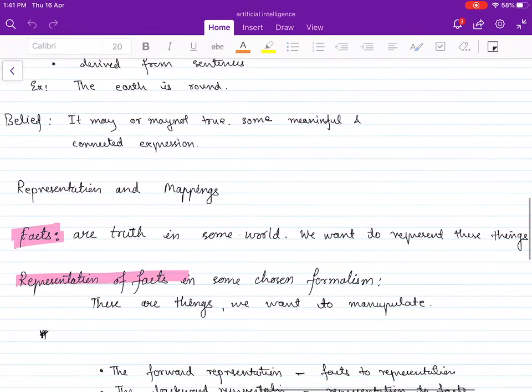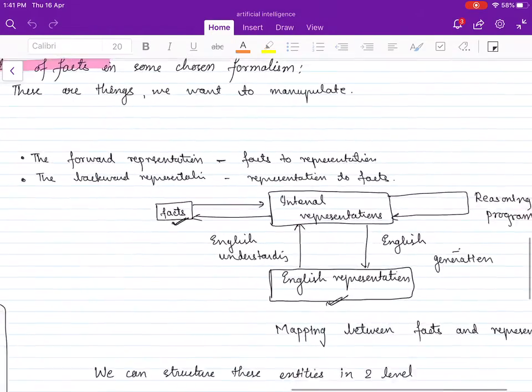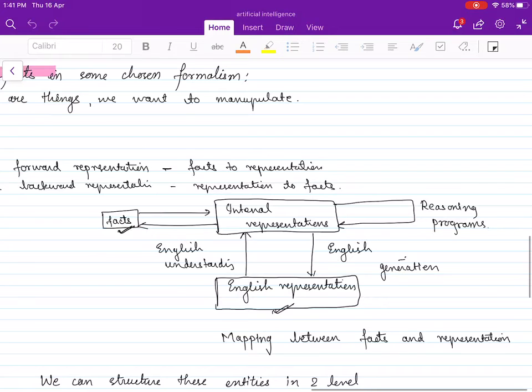manipulate. In order to solve complex problems in AI, we need a large amount of knowledge and some mechanism for manipulating that knowledge to create solutions to new problems. A variety of ways of representing knowledge or facts has been exploited in AI. So here is a mapping between facts and representation, where we take facts and, using some language or some representation, we have some mapping between facts and representation.